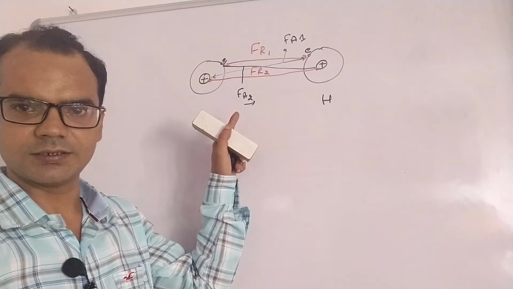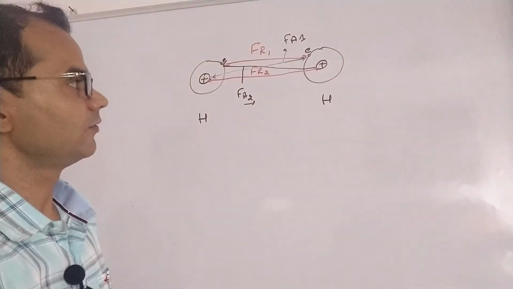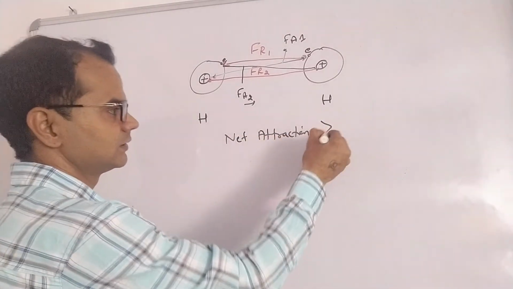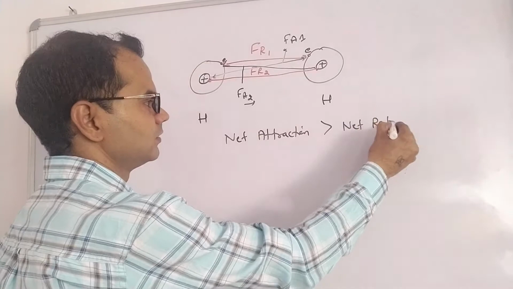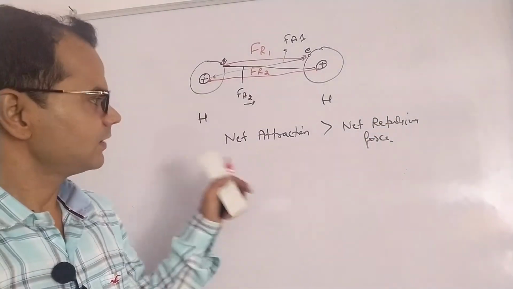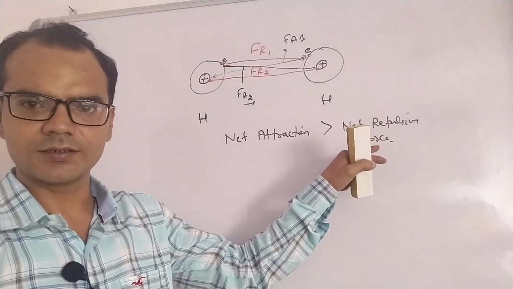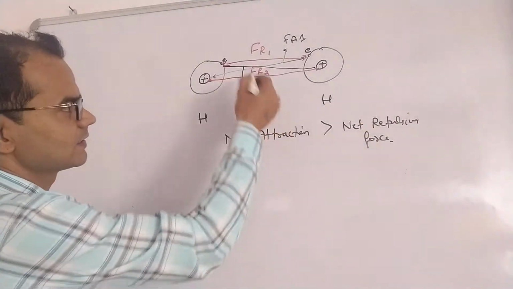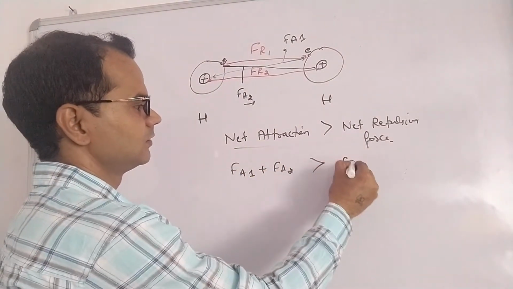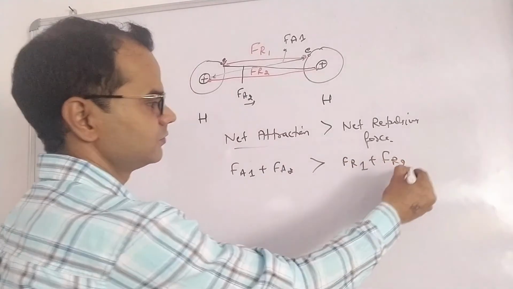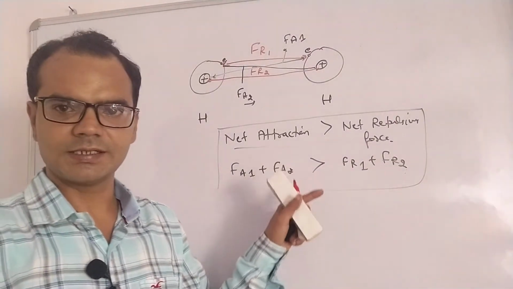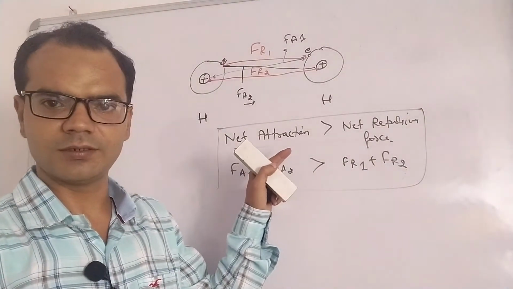Attraction force second. So atoms can combine when the net attraction force is greater than the net repulsive force. So we can say Fa1 plus Fa2 must be greater than Fr1 and Fr2. If this condition is satisfied, then the atoms can combine.